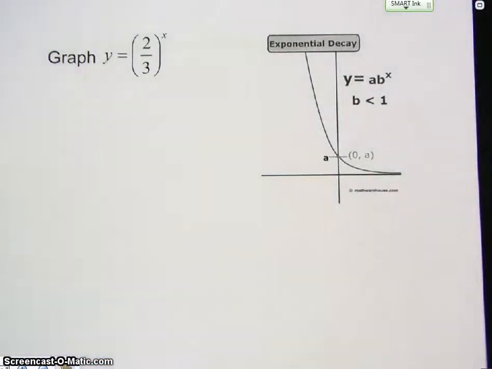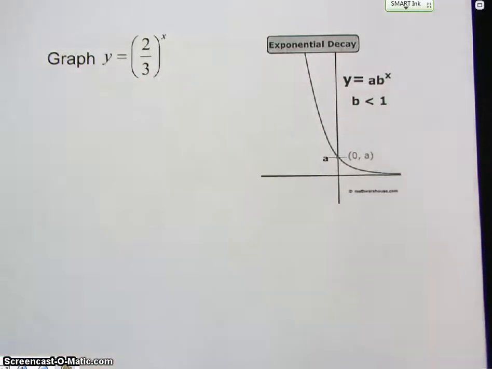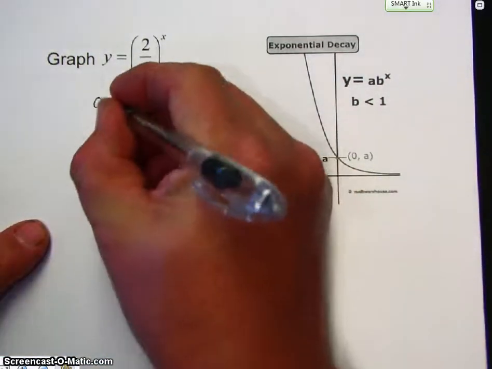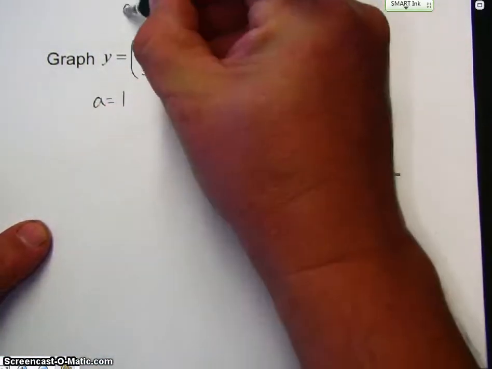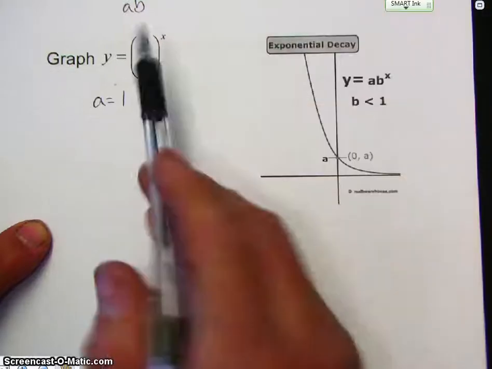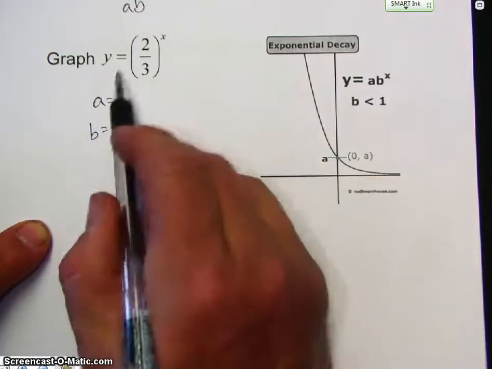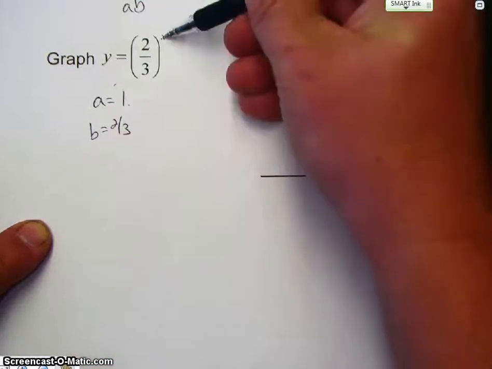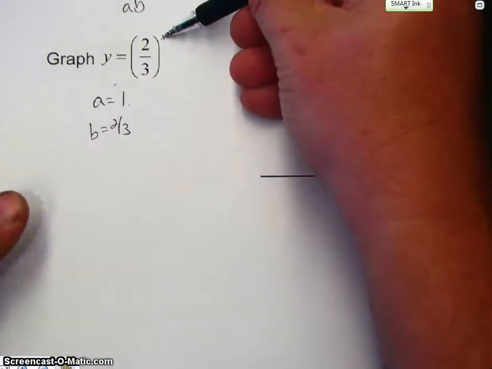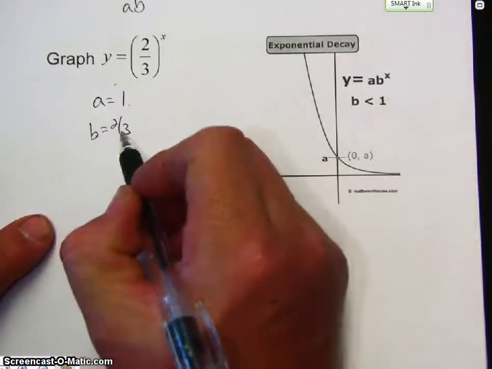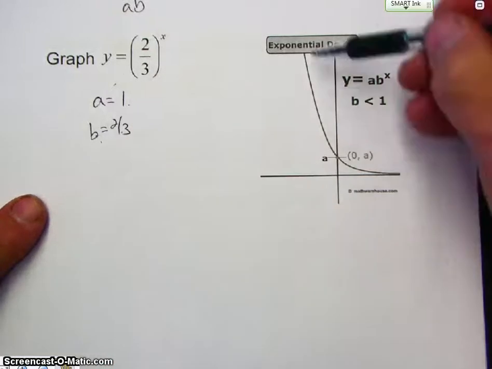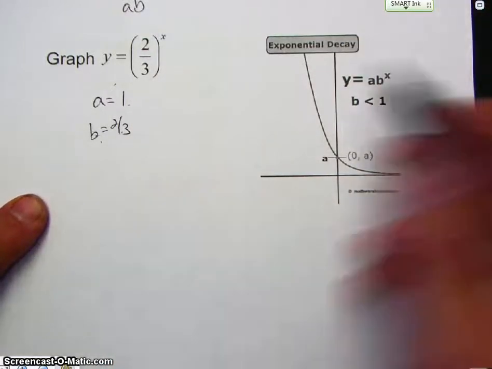All right, what we're going to do now is graph (2/3)^x. Here A is still 1, because remember it's A times B to the x, and this right here is B. B is 2/3, so that means A must be 1. The variable is in the exponent, and B is less than 1, so it's decay. So it's going to look like this.